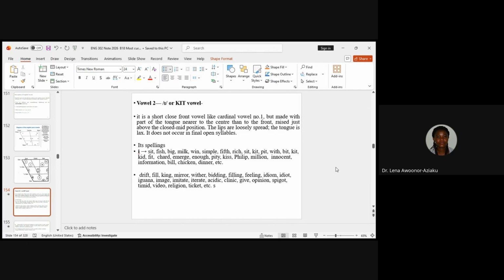Okay. So the kit vowel is a short close front vowel. I'm not going to be talking about all of them. I'm just using this one as an example. So when you take the slide, you'll be able to relate all of this. So it is a short close front vowel like cardinal vowel number 1. You see, we are describing the vowel as relatively short, and it is a front vowel, which is like cardinal vowel number 1. It is not cardinal vowel number 1. It is like it, but it is made with part of the tongue nearer to the center than to the front.